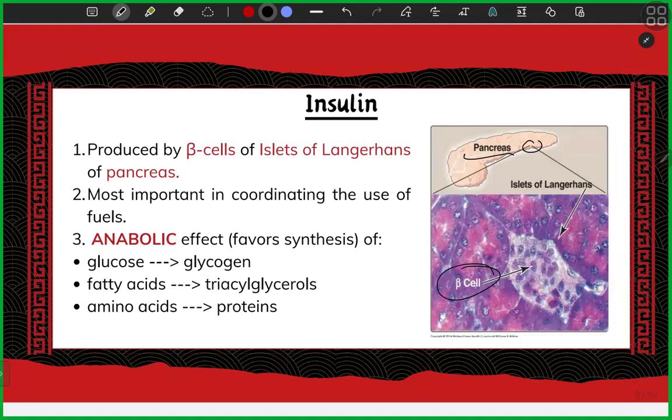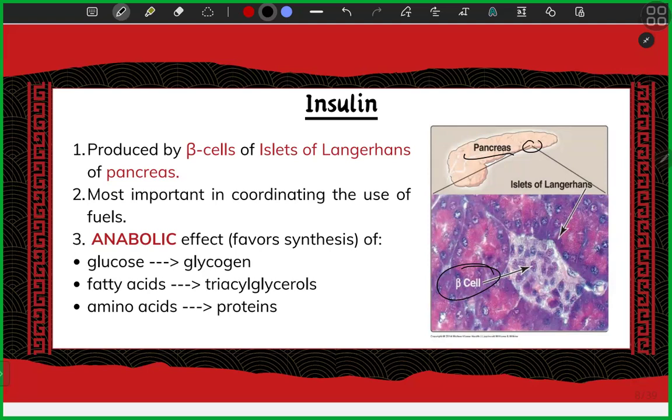So the most important part of insulin is coordinating the use of all the fuels. Fuels as in everything you gain from nutrients, for example the glucose, the fatty acids, the amino acids. Its main function is anabolic, so it has the synthesis of. So you have glucose, and you're going to keep storing it, and all of that together is going to form glycogen. Then you have all the fatty acids, which together form triglycerols or TAGs, and then you have amino acids, which come together to form proteins.